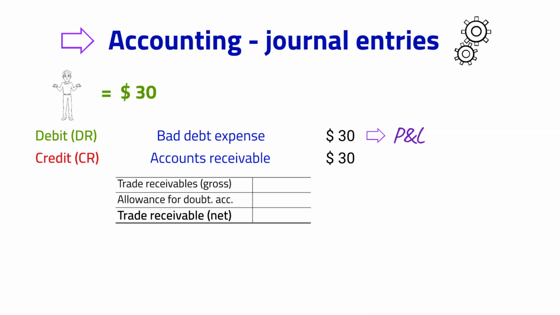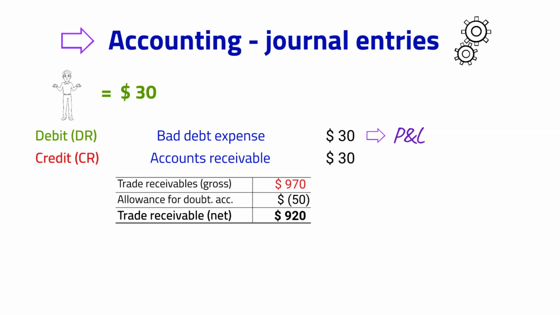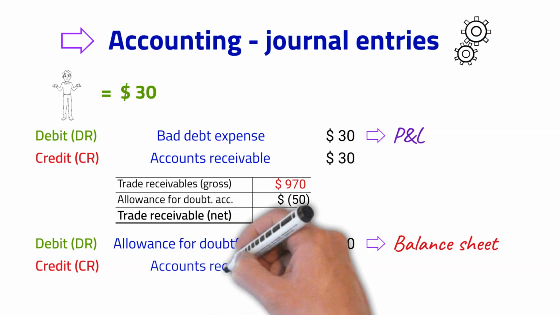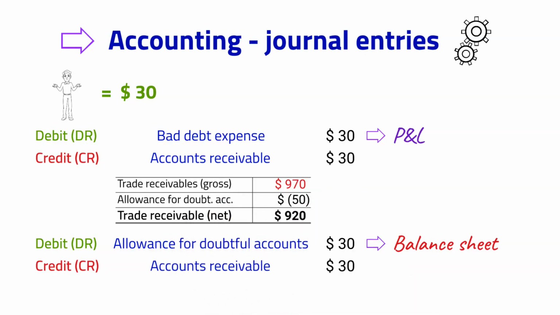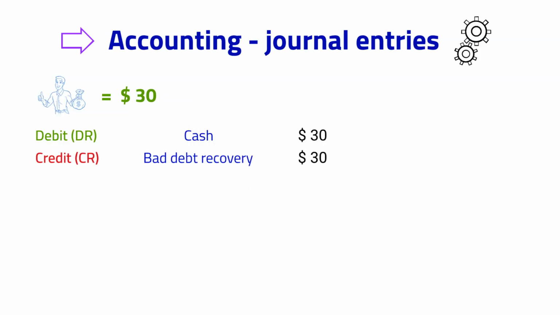If that customer was already in your allowance, for example, didn't pay for more than 360 days, then you remove it from the allowance and from receivables. Debit allowance for doubtful accounts 30, but this time on the balance sheet, no P&L impact. Expense was recorded when the allowance was recorded initially. And credit accounts receivable 30. If the customer then suddenly pays, you will record income from recovery of bad debts. Debit cash 30, credit bad debt recovery 30, income in the P&L.